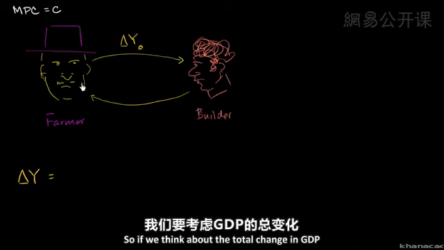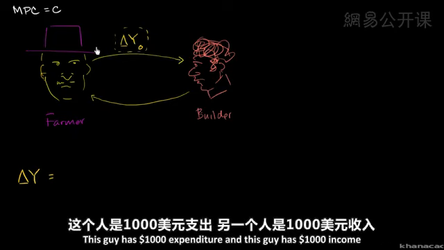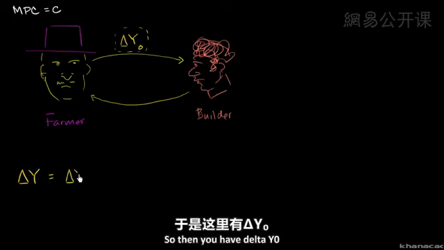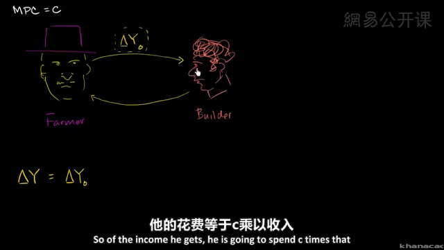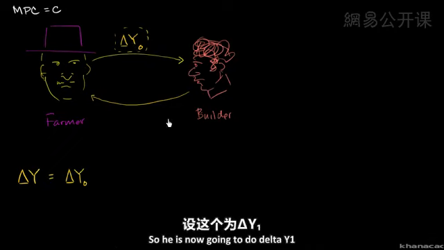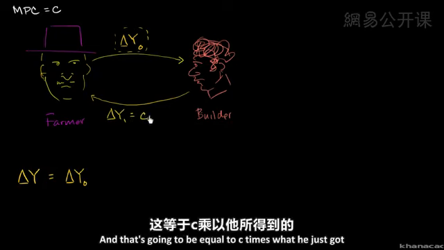So if we think about the total change in GDP, you're definitely going to have this. In the last example, this was $1,000. This guy's $1,000 expenditures. This guy's $1,000 income. So then you have delta Y naught. But then we saw that this guy, his marginal propensity to consume is C. So he's going to spend, of the income he gets, C times that. So he's now going to do delta Y1. This is the next incremental bump in our GDP we're seeing. And that's going to be equal to C times what he just got.